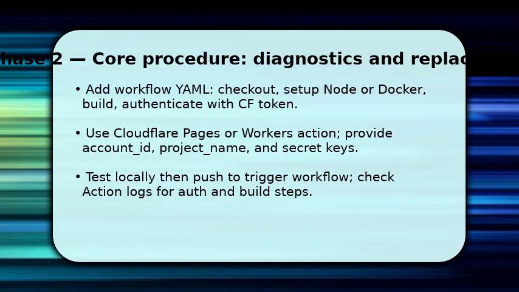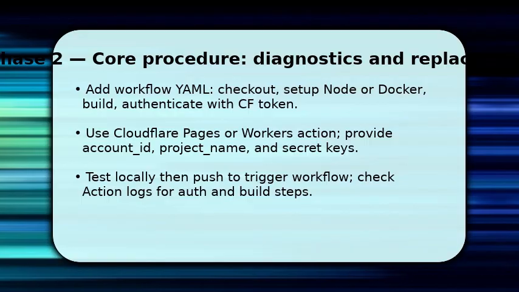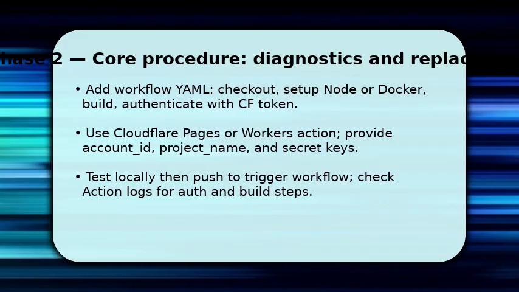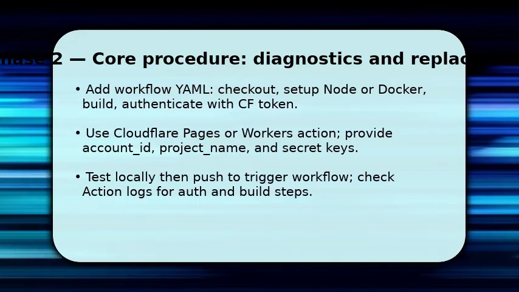Next, configure the GitHub Actions workflow to build and deploy. In the workflow, check out the code, install runtime or Docker, run the build command, then call the Cloudflare action or use the CLI to authenticate with the API token. Provide account ID and project name or zone ID, depending on Pages, Workers, or routes. Make sure secrets are referenced via secrets.secret_name. Once pushed, monitor the action logs to verify install, build, authentication, and upload steps.